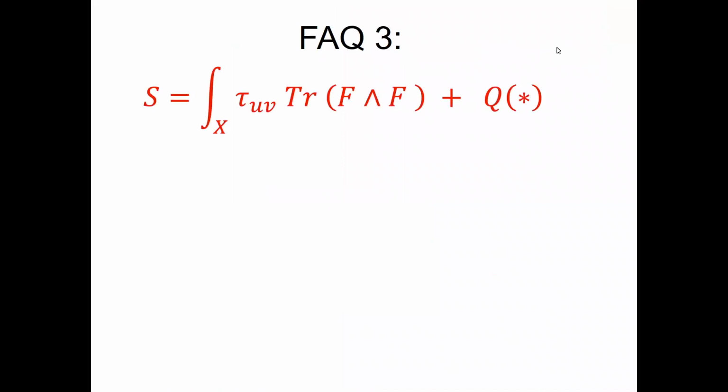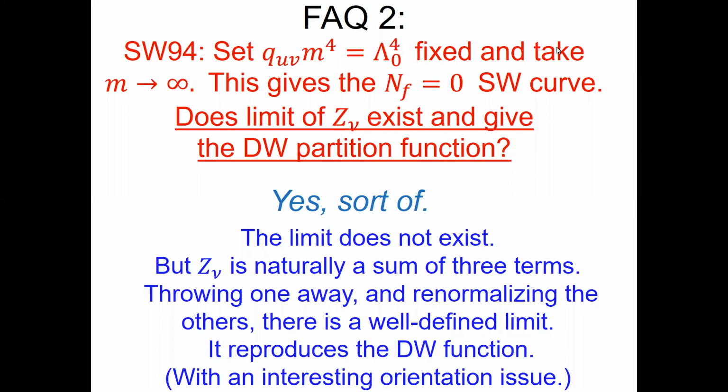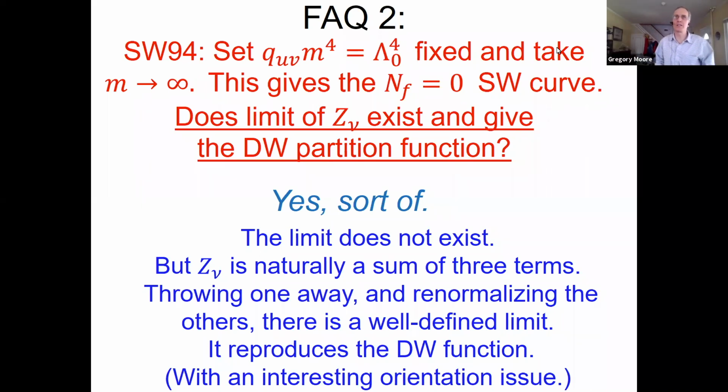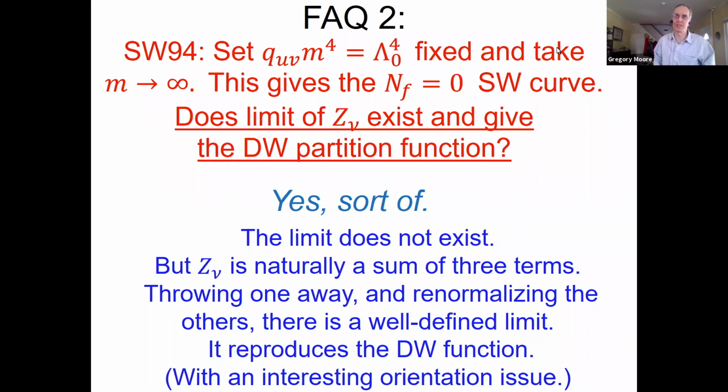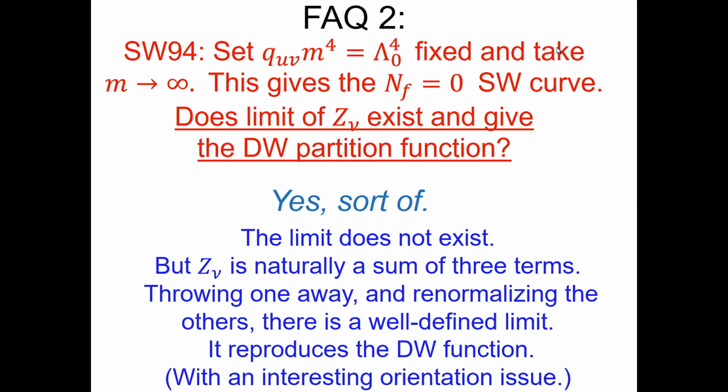Now, is the one that you threw away, is that the one where SU(2) is Higgsed, because pi has a vev? Yes. Thank you. At large mass, it's the one at weak coupling. Right? We're talking about the same thing? Yes. Okay, that one.